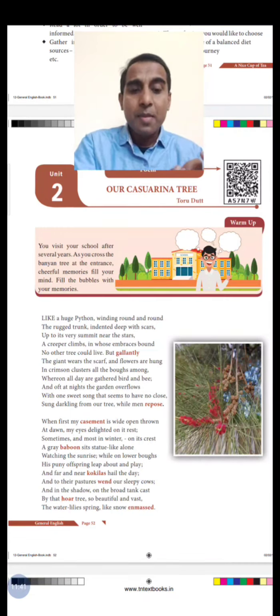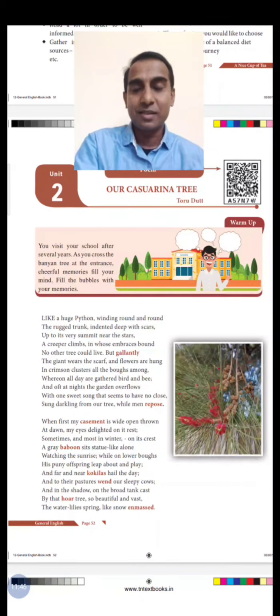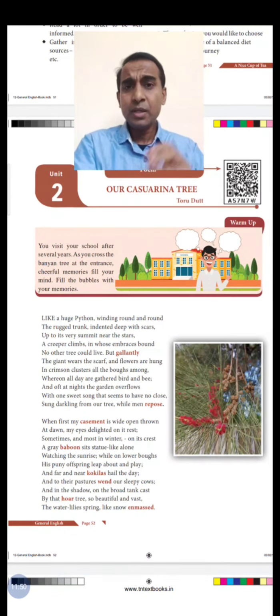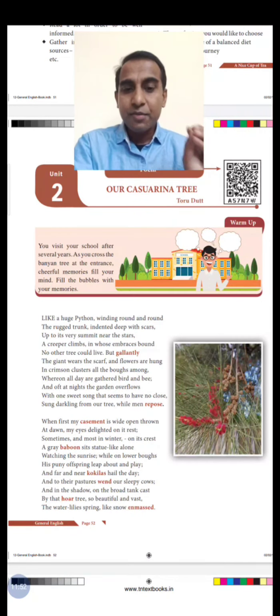Sung darkling from a tree while men repose. Repose means when men come to rest. So this is the first stanza. To summarize, what does the poet say in the first stanza?